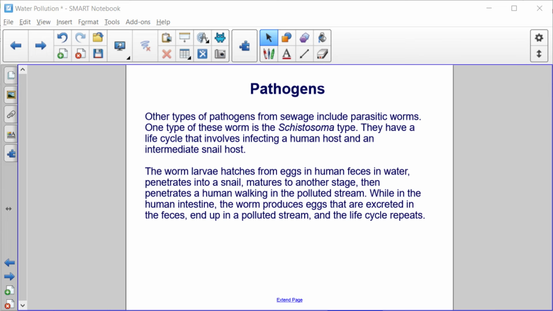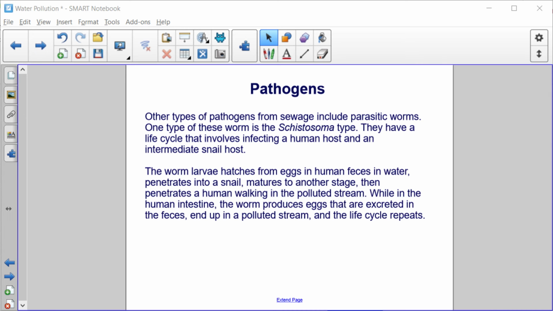Other types of pathogens from sewage include parasitic worms. One type of these worm is the Schistosoma type. They have a life cycle that involves infecting a human host and an intermediate snail host. The worm larvae hatches from eggs in human feces in water, penetrates into a snail, matures to another stage, then penetrates a human walking in the polluted stream.